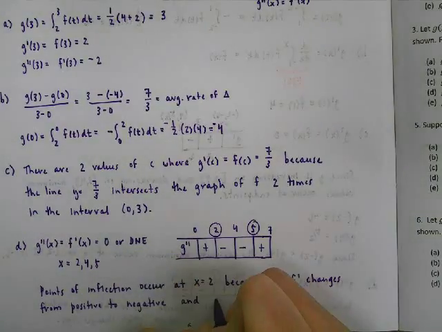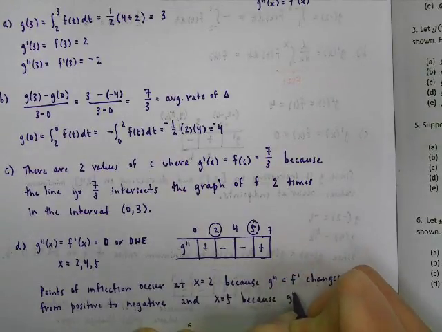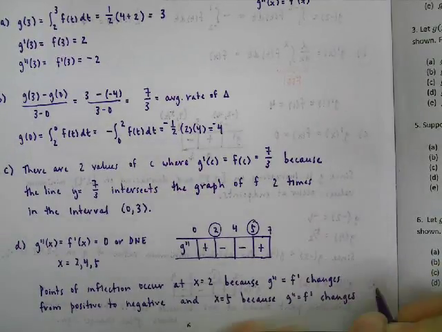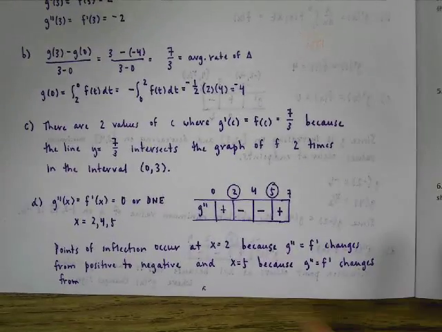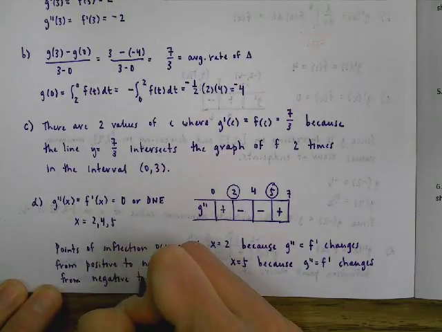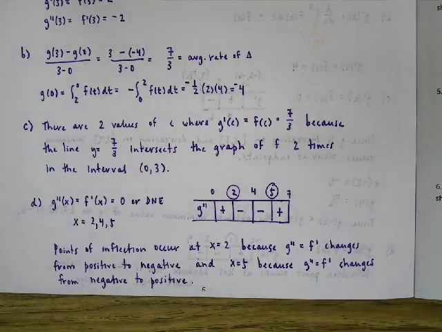And I have a point at x equals 5 because G double prime equals F prime changes from negative to positive. Okay, so that's two examples of what these will typically look like on the AP test. And you'll have some time in the next class period to be working through some on your own and get help and ask questions as needed.